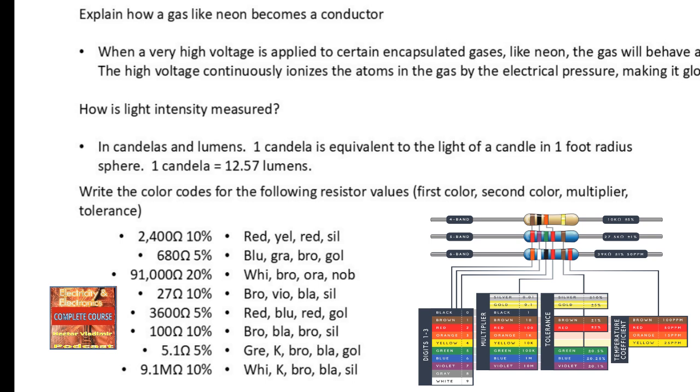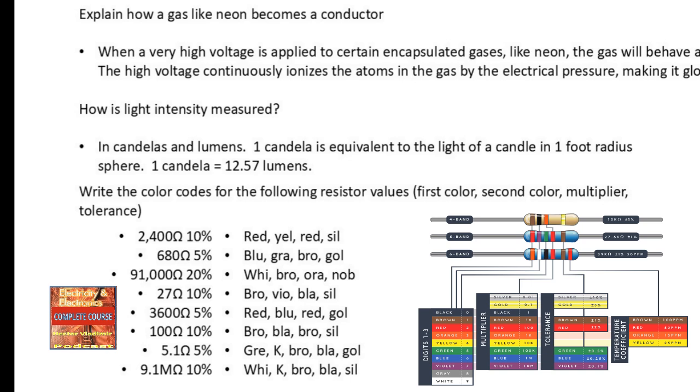680 ohms at 5% tolerance. You show it as blue for 6, gray for 8, black for 0. The multiplier is not 100 but 10, so the multiplier in this case would be brown, not black. If you multiply by 10, it would be brown. So blue, gray, brown, and gold for the 5% tolerance. Next is 91,000 ohms at 20% tolerance, which is white for 9, brown for 1, and orange for the multiplier of 1,000, and no band at all for 20%. So white, brown, orange, and no band.